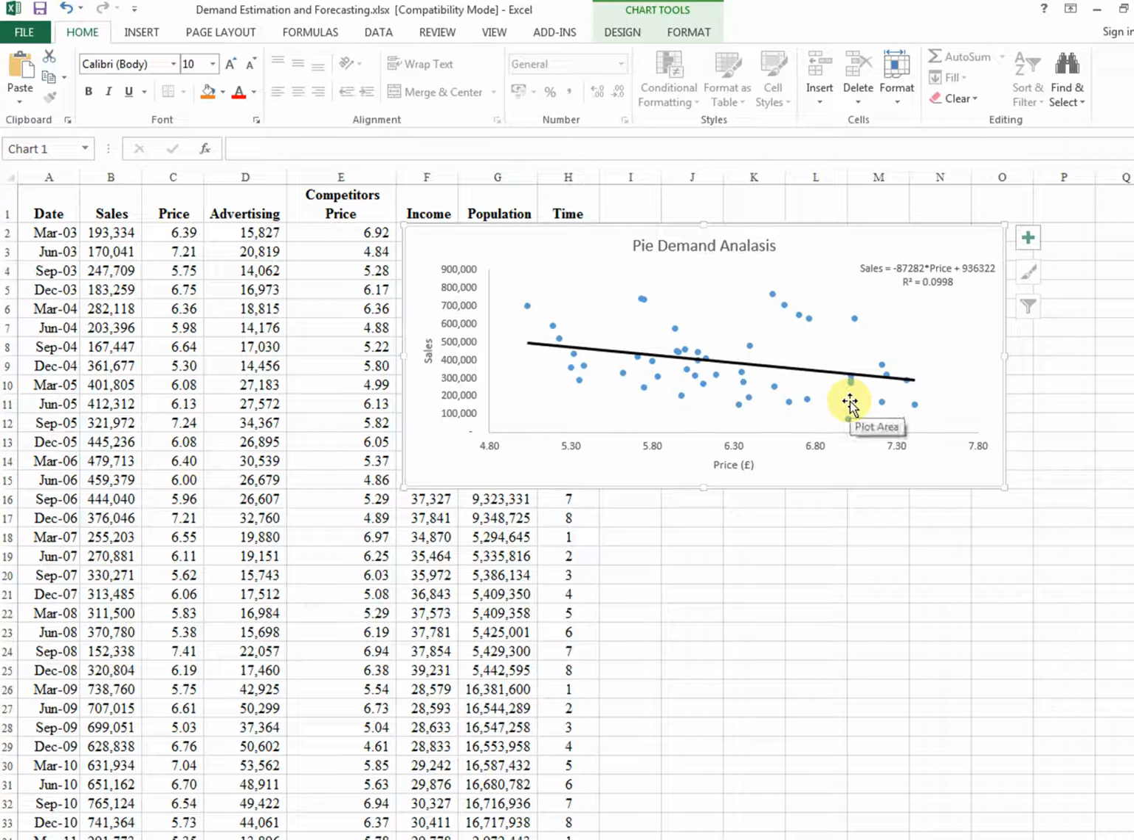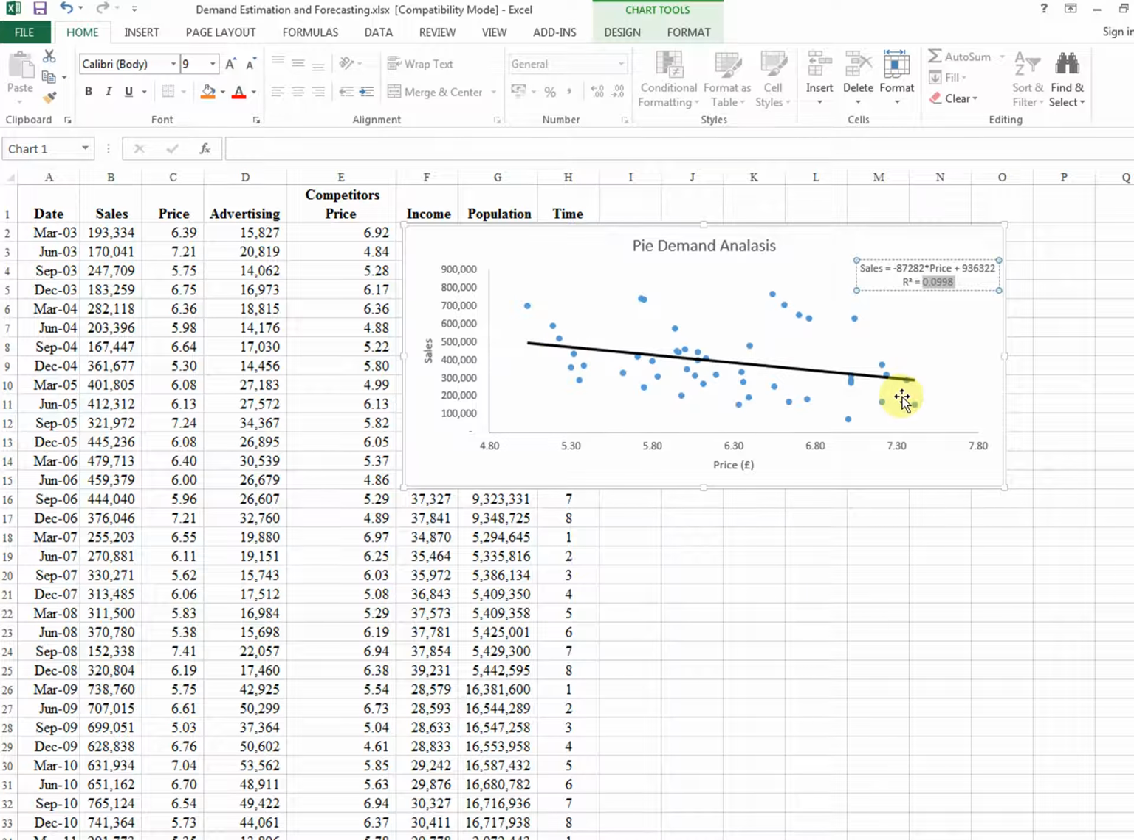Now in the next video we will look at forecasting and interpretation using multiple variables. Instead of one price factor affecting the demand, we'll look at the price, advertising, competitors' price jointly affecting the demand in the next video. Now for now, let's look at the r squared. This value tells us how well this line describes the data.